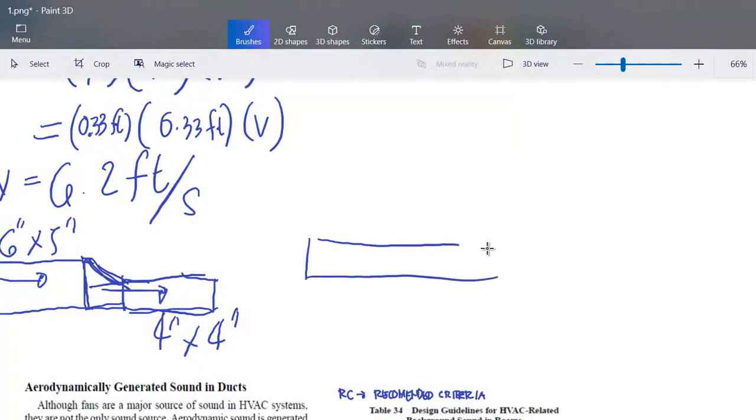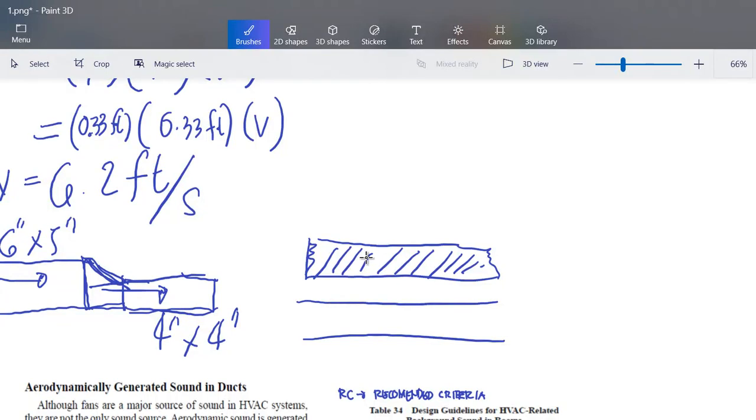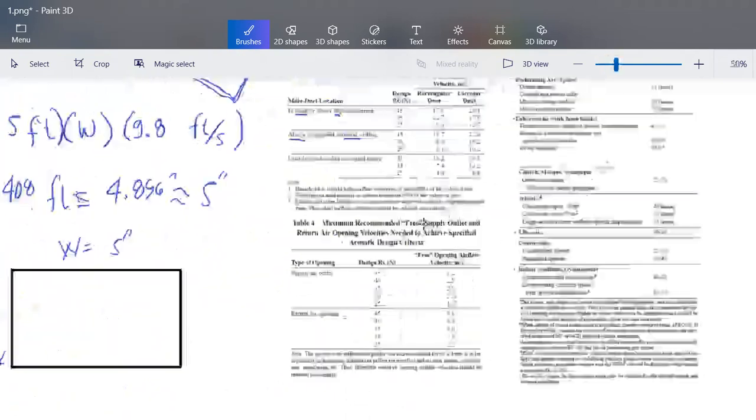So if we have here the sectional view of the concrete, this is your concrete. Usually your duct is passing on the concrete ceiling or slab. Then let's put a plug here. Then you have your suspended ceiling here. This is the support of the ceiling. So this is the sectional view, and this is your ceiling. That is the explanation.